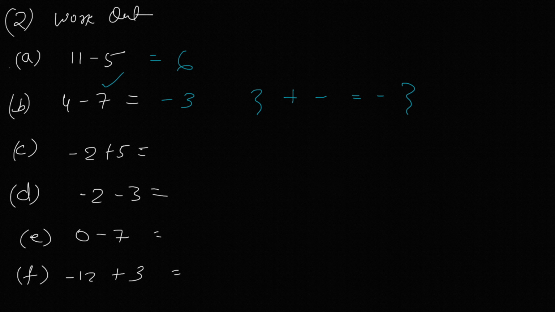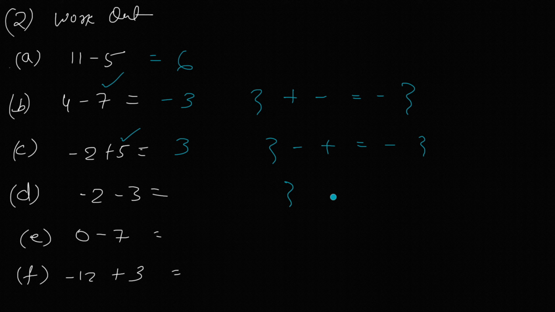Now the next is minus 2 plus 5. So here the operation is again negative and positive. It will give you negative, and we'll copy the sign of the greater number. The sign of the greater number is positive, so we are not gonna write plus sign. So it will give you 3.